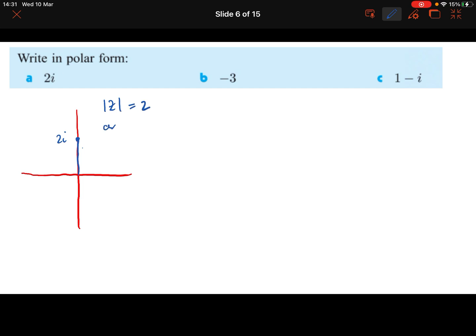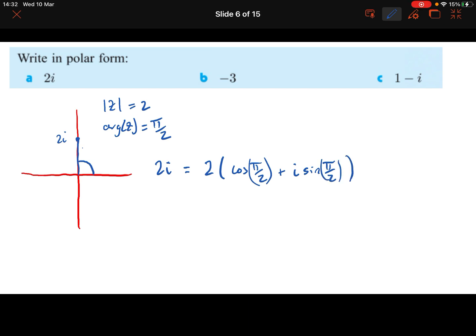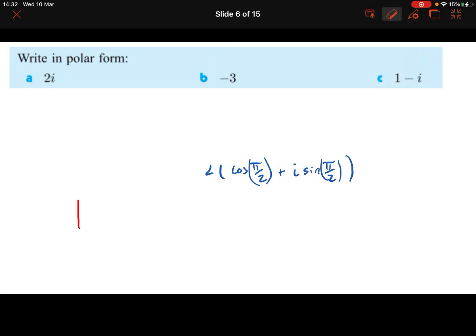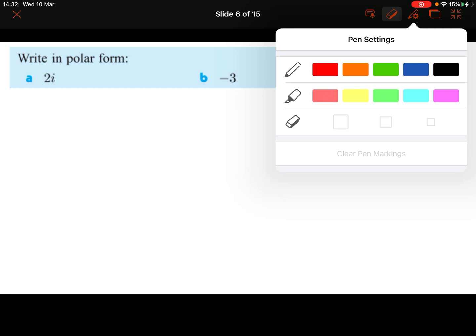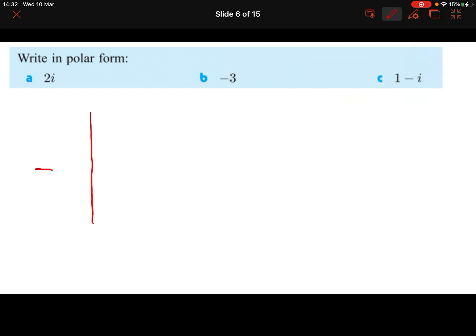And the argument of z is this angle here, which is 90 degrees, which in radians is pi over 2. So expressing this complex number, 2i is equal to 2 lots of cosine of pi over 2 plus i sine of pi over 2. Okay, they're exactly equivalent. Let's do B. Let's do an Argand diagram. The complex number looks like this.